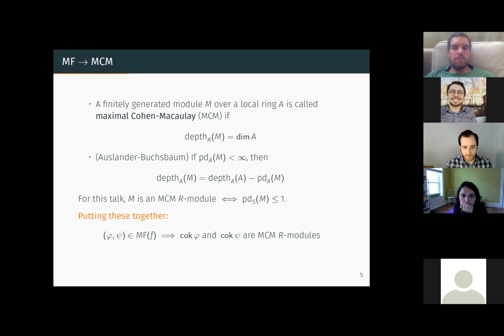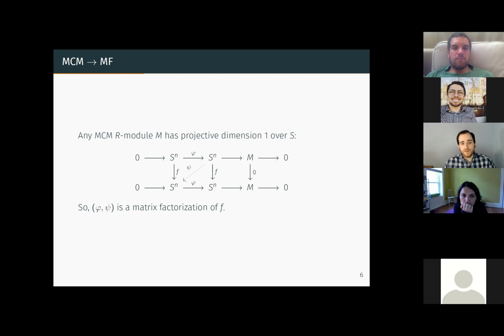Okay, so far, if you have a matrix factorization, both cokernels are MCM R modules. And it goes the other way. If you have a maximal Cohen-Macaulay R module, by that formula that we just looked at, the Auslander-Buchsbaum formula, it's going to have projective dimension 1 over S. So you get a short exact sequence looking very similar to what we had before, but as its top row. And because M is starting life off as an R module, multiplication by F on this complex, or this resolution, is going to be homotopic to 0.